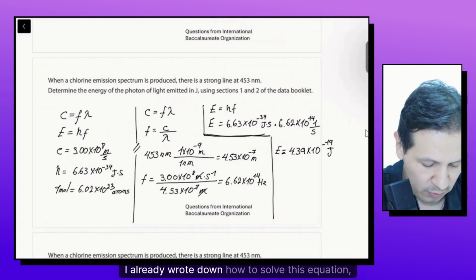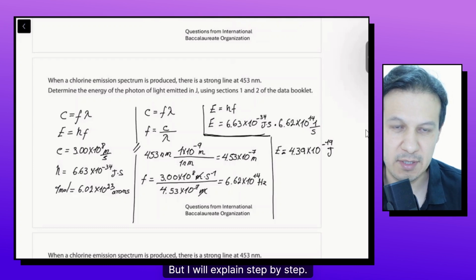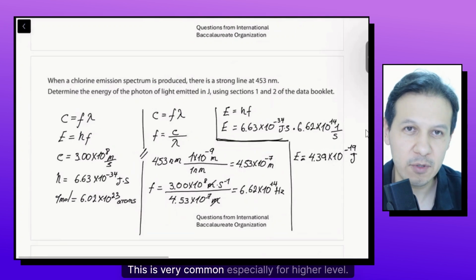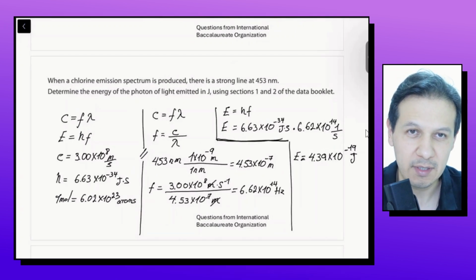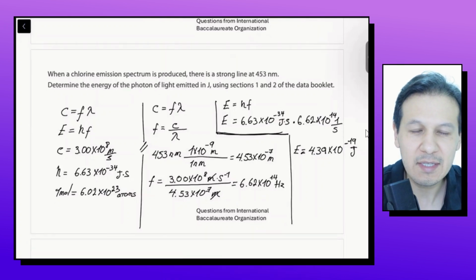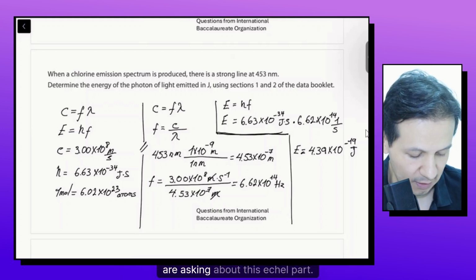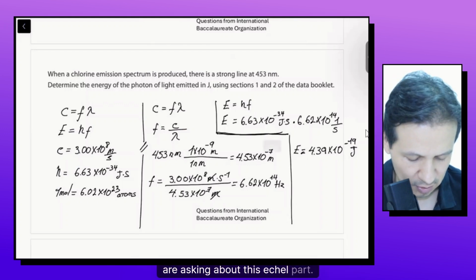I already wrote down how to solve this question, but I will explain step by step what I did. This is very common, especially for higher level. Sometimes they ask about energy and wavelength, and these are the typical exercises that they ask about this shell part.